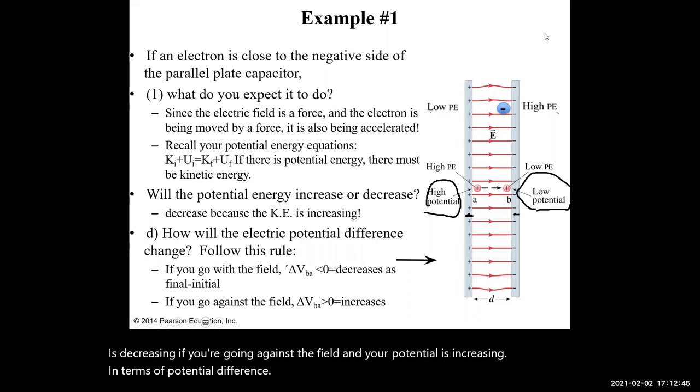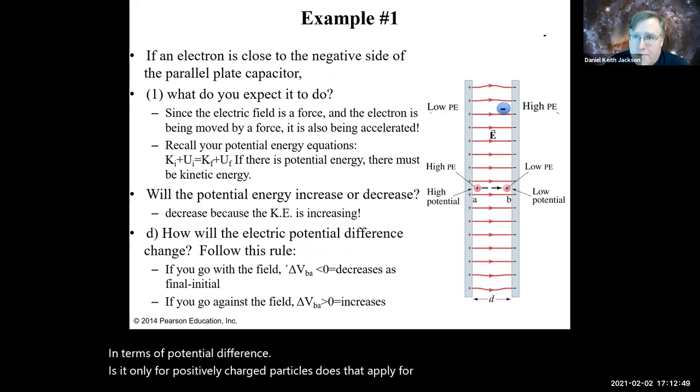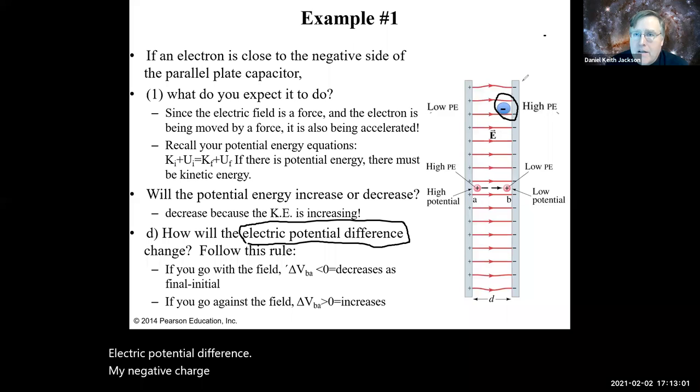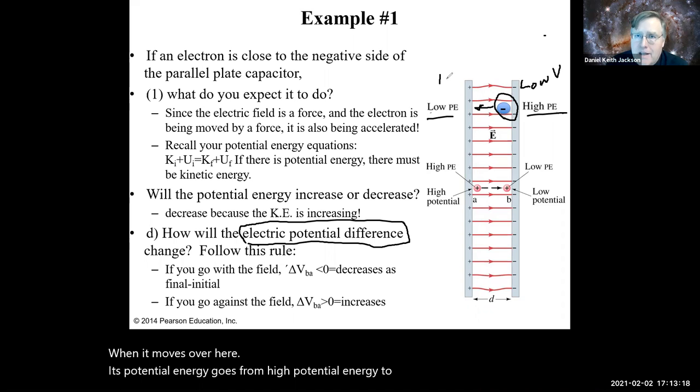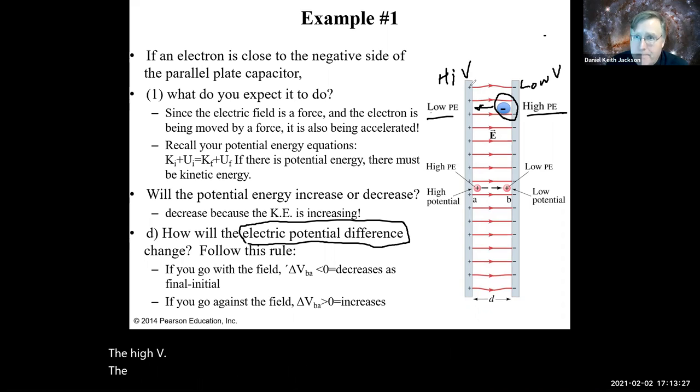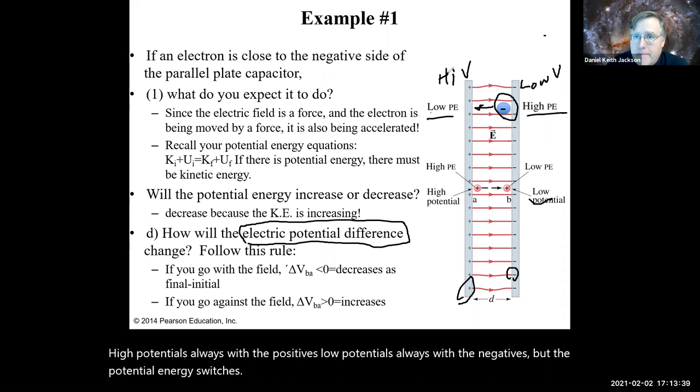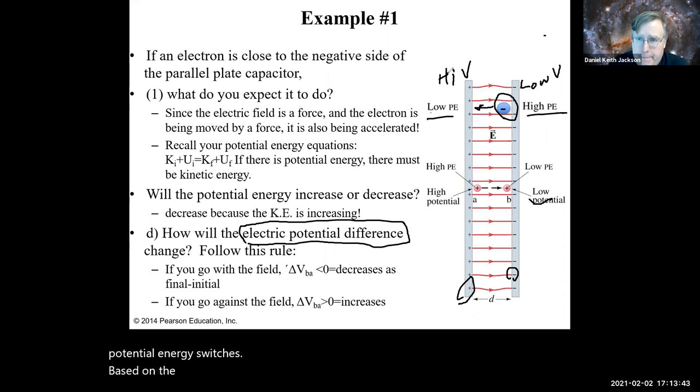Is that only for positively charged particles, or does that apply for negatively charged particles too? It applies for negatively charged particles as well. So when we talk about electric potential difference, my negative charge here is at a low potential side. It's at the low V side. When it moves over here, its potential energy goes from high potential energy to low potential energy, but this side is still the high V side. The voltage difference remains the same. High potential is always with the positives, low potential is always with the negatives, but the potential energy switches based on the sign. Does that make sense? Yes. Okay.